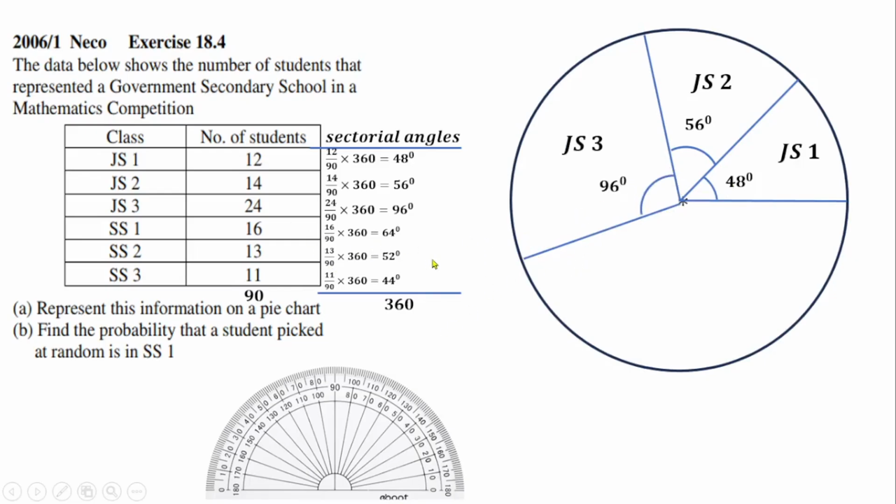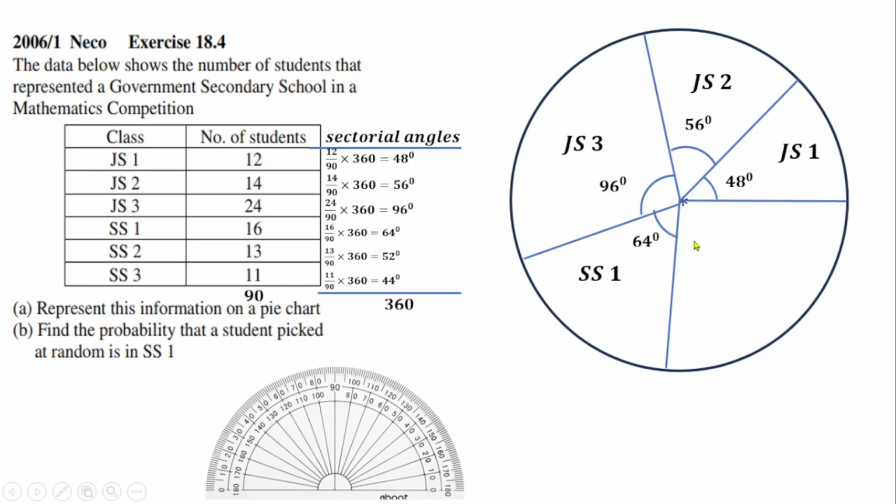The next one is 64 degrees. Place your protractor and make sure that the base is on this radius here, and you mind the center. You measure angle 64 degrees, that should end here, that will be 64, that's for SS1.